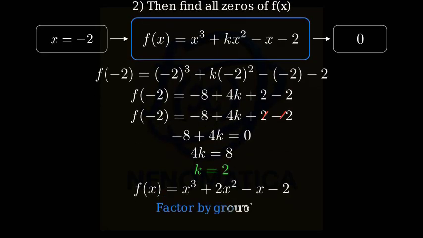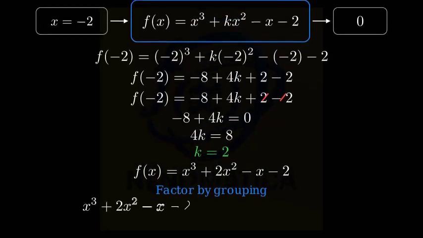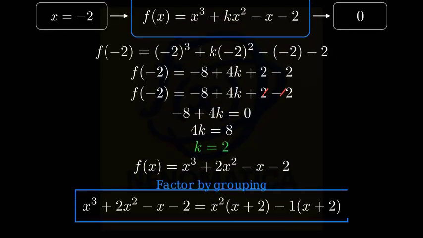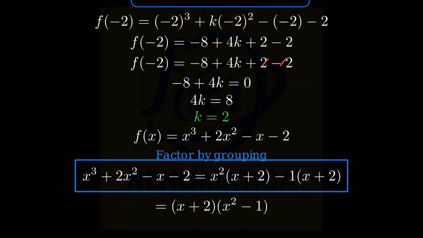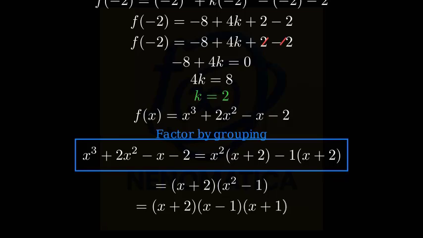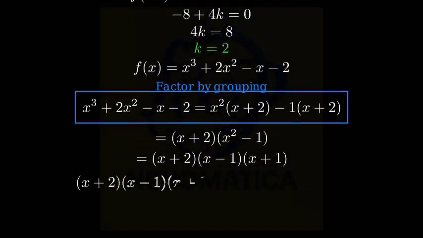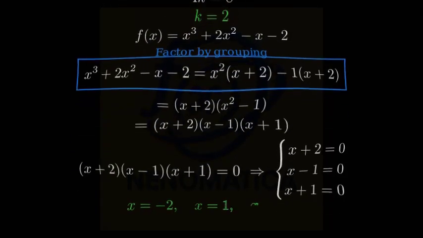Factor by grouping. Group the first 2 terms and the last 2 terms. Factor out x squared from the first group and negative 1 from the second. Notice the common factor of x plus 2, so factor it out. Then recognize a difference of squares: x squared minus 1 equals x minus 1 times x plus 1. Set each factor to 0 to find all zeros.